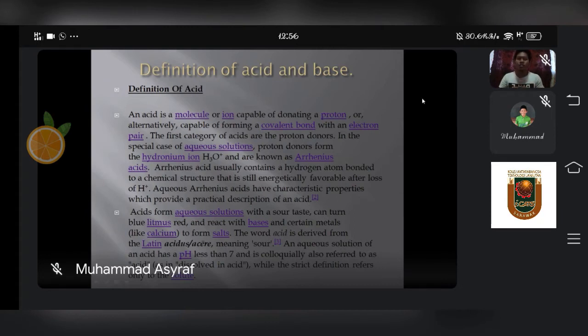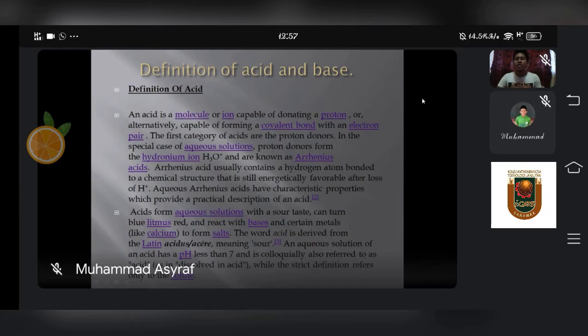Acid aqueous solution with a sour taste can turn blue litmus red and react with bases and metals like calcium to form salt. The word acid is derived from the Latin acidus, meaning sour.